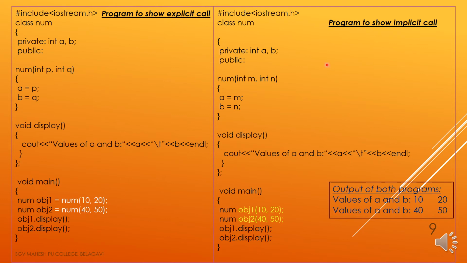Same thing if I'm going to do this for implicit call, same program, initialize the value, display the values, but here the only change is in calling the constructor. Here I'm calling object 1 10, 20, object 2 40, 50. Display the values using object 1 dot display, object 2 dot display. So you're calling here and displaying the values of a and b. So if you execute, you'll see that both programs have the values 10 and 20, 40, 50. So this is how you write a program separately for implicit and explicit call.